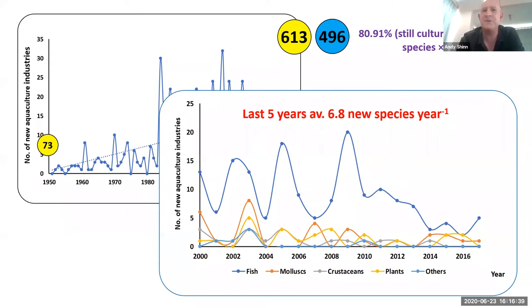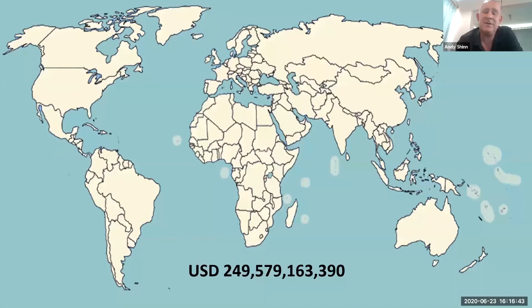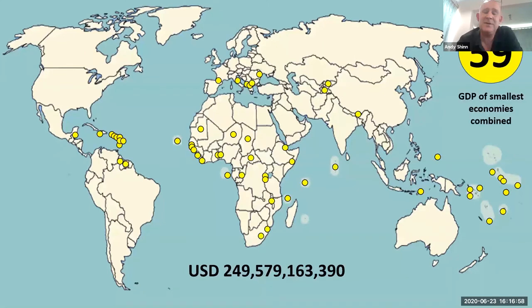All very interesting. Of course, when you look at the value of aquaculture, it's huge. It's 249 billion. And just to put this into perspective, this is equivalent to the GDP of 59 of the world's smallest economies combined. So it's a pretty big industry generating a huge amount of income.